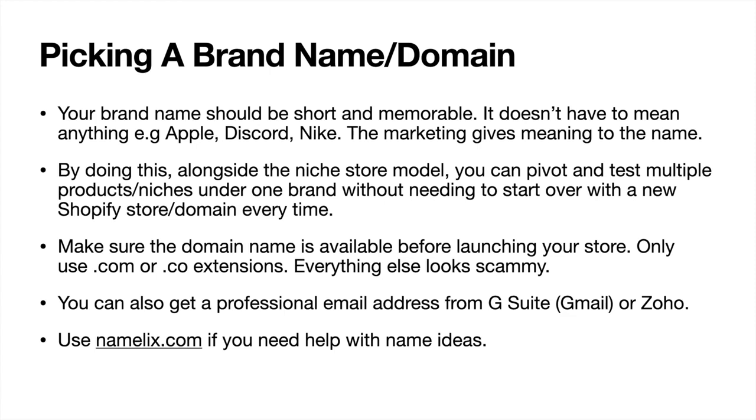After you've created your domain, you can get a professional email address from G Suite or Zoho. Zoho is a free alternative. When you do this, you can create a professional email. The email can be info@storename.com as opposed to storename@gmail.com. Now, if you need help with brand name ideas, you can go to namelix.com to get inspiration.